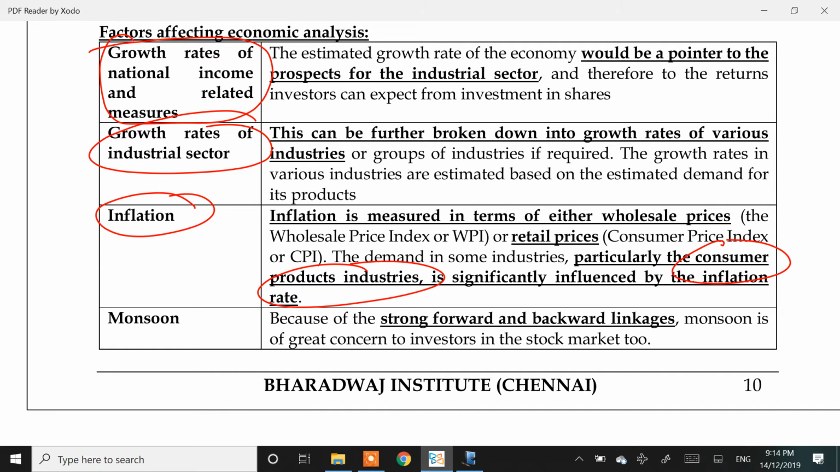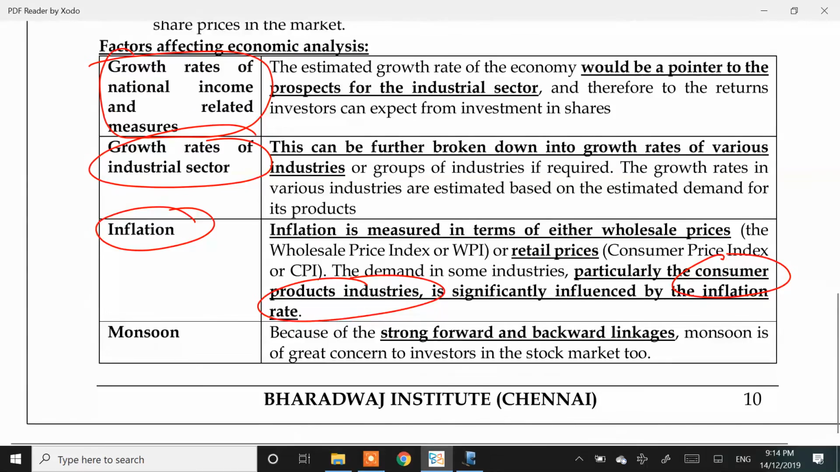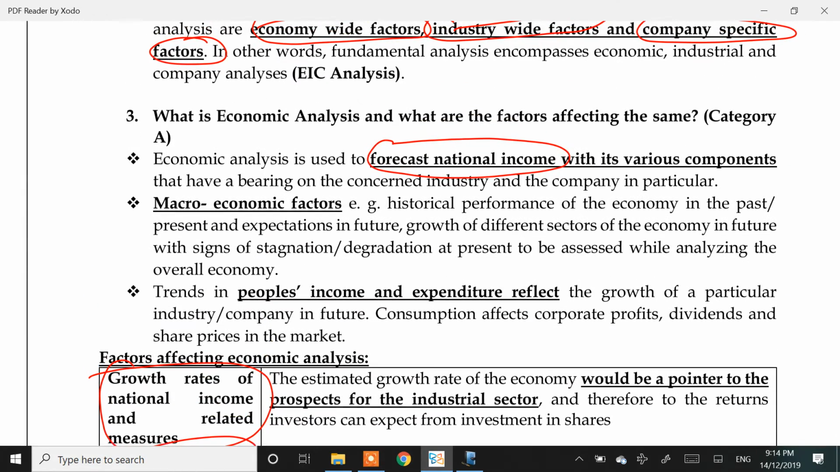And monsoon is an extremely important factor in India's context, because it has strong linkages. They say forward and backward linkages, on both sides there are linkages. If there are good monsoons, the agriculture sector will thrive, the economy will thrive, and farmers will make better income. If farmers make better income, their purchasing power goes up. So this is as far as your economic analysis is concerned.